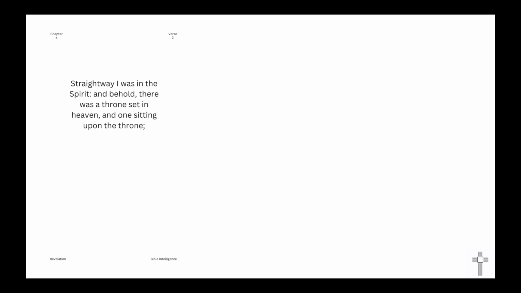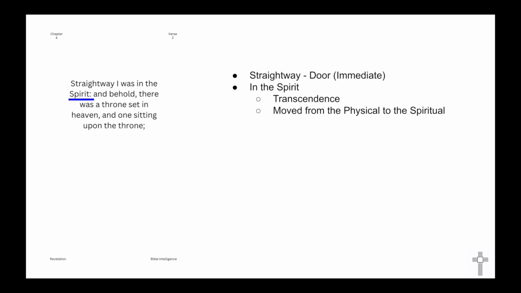Now, coming up to verse 2, we read, straightway I was in the Spirit, and behold, there was a throne in heaven, and one sitting upon the throne. Now, I want to just talk maybe straight away about the word straightway, because it's linking up with verse 1, where we hear about the door, and it's immediate. So it's like straight away, John, from the physical realm into the spiritual realm. And we're seeing this thing straight away. I was in the Spirit. So in the Spirit, he's transcended. He's moved from this physical state to the spiritual state.